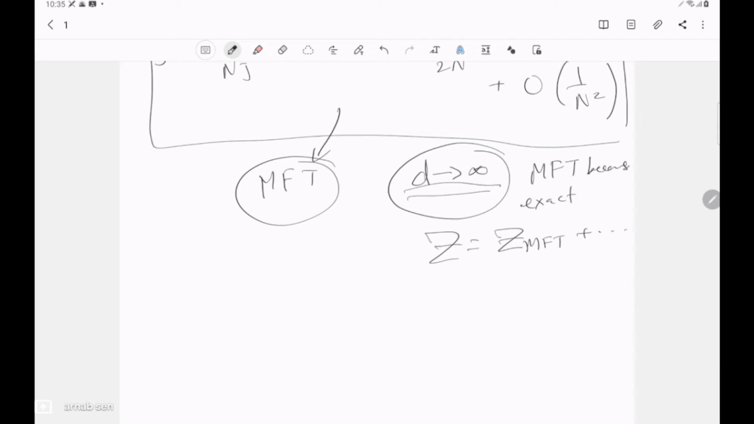Is this clear to everyone? This is what I did. Is this clear? Sorry, can you tell me if it's clear or not?